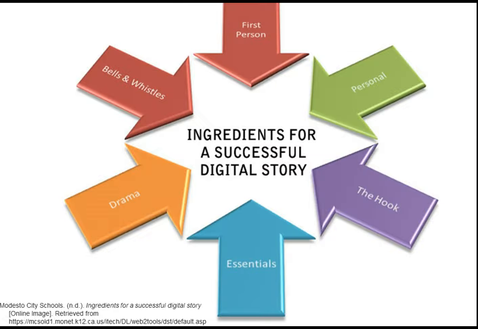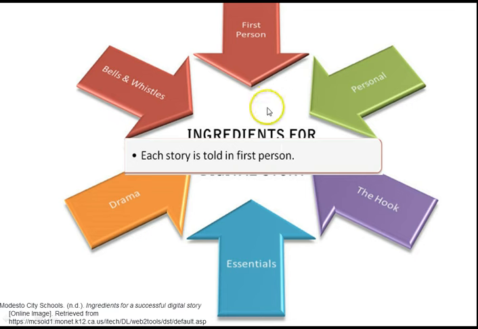As you produce your digital story for this class and reflect upon what you might have your students do at some point, I'd like you to keep in mind a few ingredients for a successful digital story. First person is a very critical component, meaning that you're not just retelling an event. You're actually telling the story in first person. And that's something to really keep in mind. Make the reader believe that the story is real. Do that by telling it in the first person.